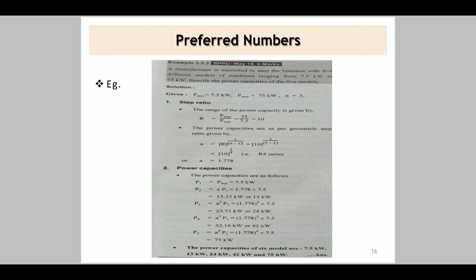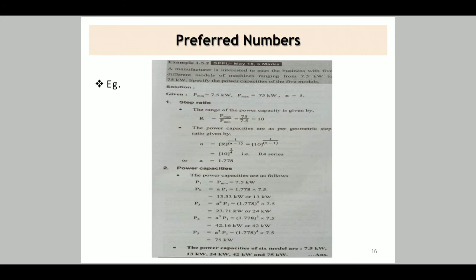Now the power capacity as per the geometric step ratio will be found out by A equal to R raised to 1 upon n minus 1, where n is the number of models, which is 5. So the equation becomes 10 raised to 1 upon 5 minus 1. So A equal to 10 raised to 1 by 4, that is, it becomes R4 series. It is the fourth root of 10. So it's an R4 series, and the value of A equal to 1.778.